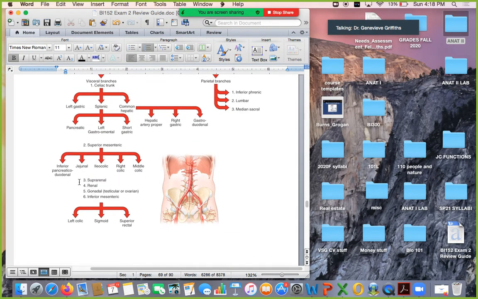Next, we've got the suprarenal and the renal and the gonadal and the inferior mesenteric, which again is going to get split into the sigmoid, left colic, and superior rectals.